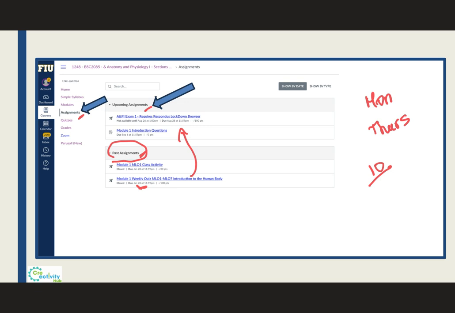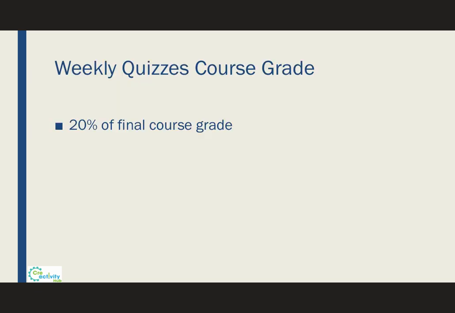So make sure to place a calendar reminder on your phone that every Thursday you will have a weekly quiz that is due. And the weekly quizzes are going to be worth 20% of your final course grade. So it is important that you place these calendar reminders so that you don't miss these weekly quizzes.